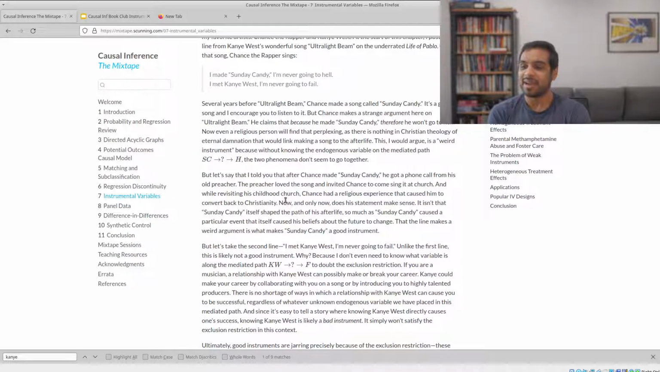So to bring that back to why I'm talking about this, Lars had brought up that it takes a lot of domain knowledge, and there is an incredible amount of assumptions made between this story and that story that makes one a strong instrument and makes one a weak instrument. In this one, there's a whole thing about how Chance goes to visit a preacher and converts to Christianity, and he's not going to go to hell for that reason, and that makes it a strong instrument. But in this other one, Kanye West is a really great rapper, and if you just meet Kanye, you're going to become successful because Kanye is successful, and that makes for a weak instrument.